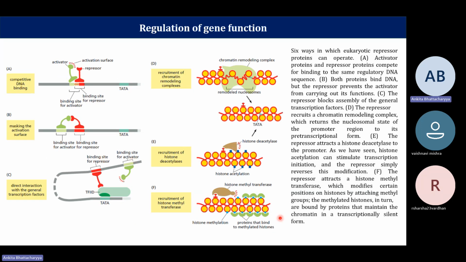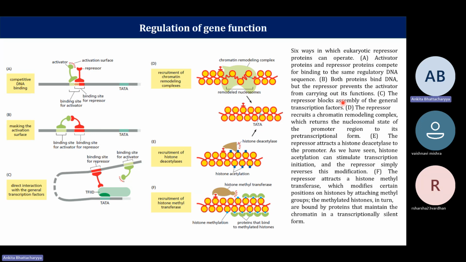Next come the six ways in which eukaryotic repressor proteins can operate. So what we saw till here was an overactivation or hyperactivation or increased expression of a gene. In contrast, there are a large number of cases where the expression of a gene needs to be controlled, retained, or completely silenced. So there are several ways. Majorly, here are the six ways. Again, you can refer to Bruce Alberts for further information about the same. But these are the six ways in which eukaryotic repressor proteins may operate within a cell.